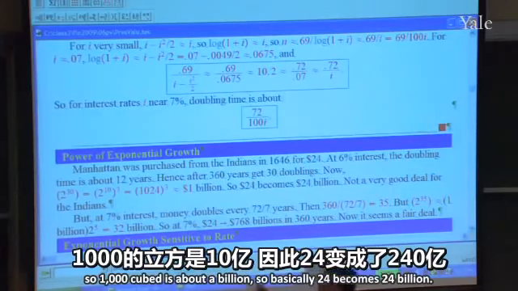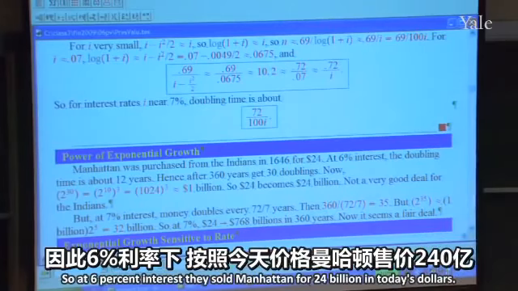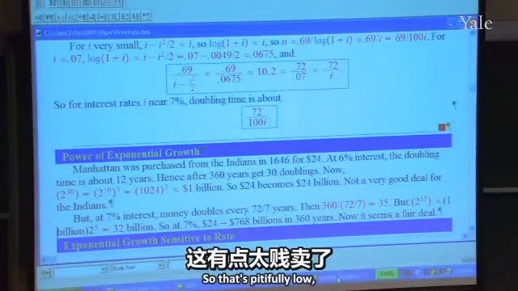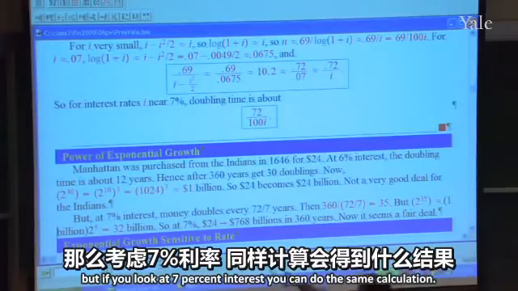So 1,000 cubed is about a billion. So basically, 24 becomes 24 billion. So at 6% interest, they sold Manhattan for 24 billion in today's dollars. That's pitifully low. But if you look at 7% interest, you can do the same calculation.